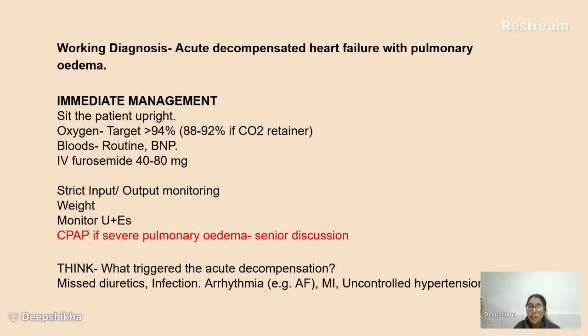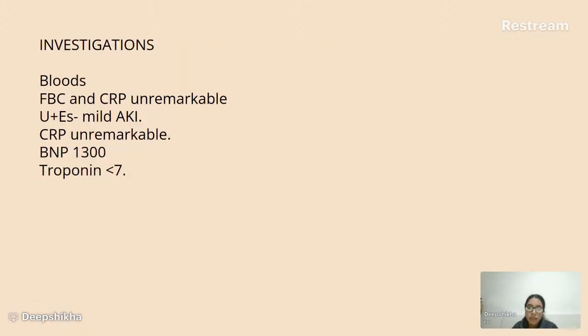So a new AF that people don't know about, and then they come into the hospital, get their ECG checked, their pulse checked, and they realize that they're also in AF. This is a lot more common in elderly patients, when your risk factors for having AF are increased as well. Acute infection as well, MI, and uncontrolled hypertension can cause you to be in decompensated heart failure.